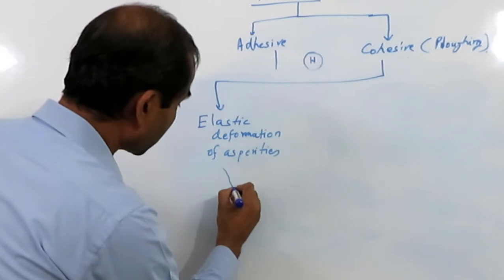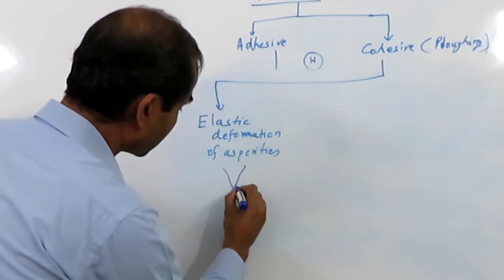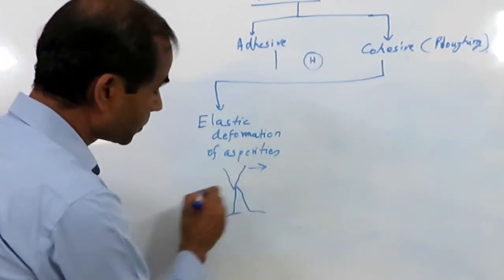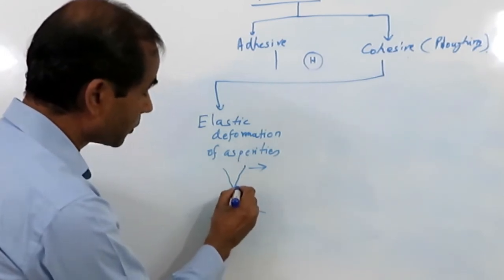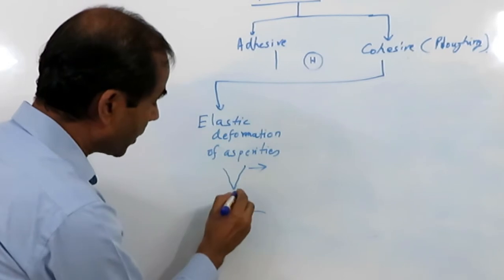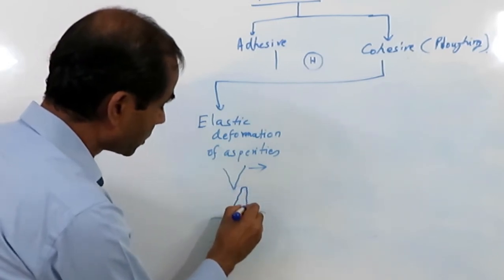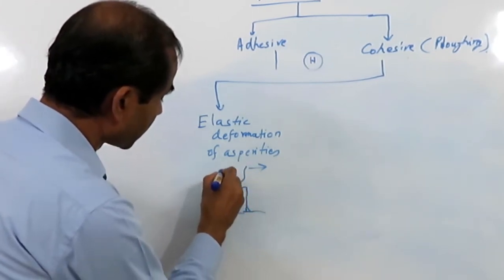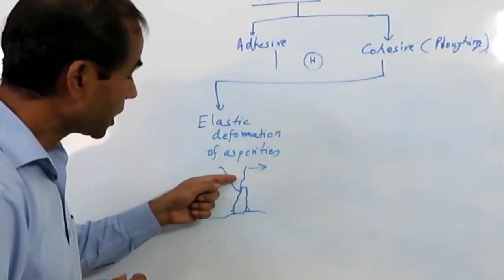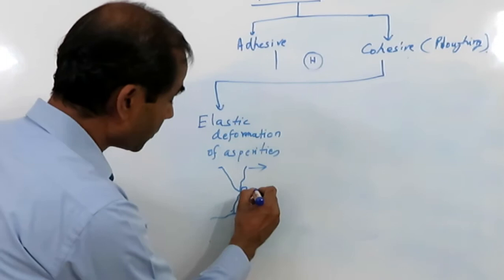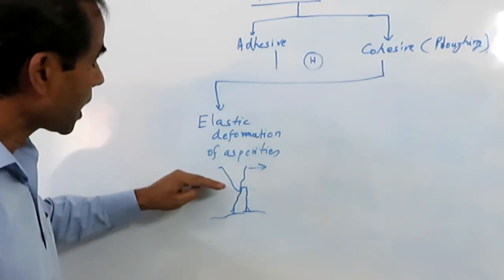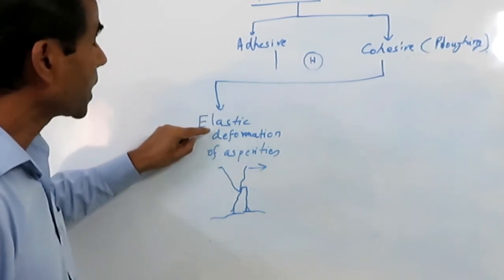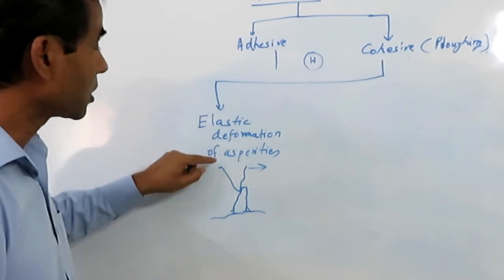So as I said earlier, there are asperities between the two surfaces. When one surface is moving, these two asperities will interact with each other, and therefore there will be elastic deformation. So this will bend towards the direction of the motion. For example, if this is harder material, then this will make this move in the direction of motion, and this will be elastic in nature. So this is the kind of force that will be required for this elastic deformation. So some part of the energy will be spent as elastic deformation of asperities.